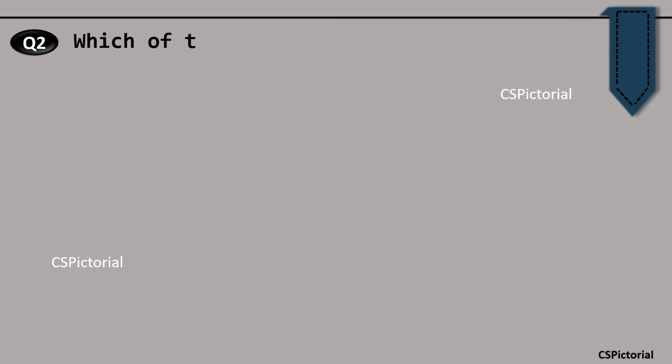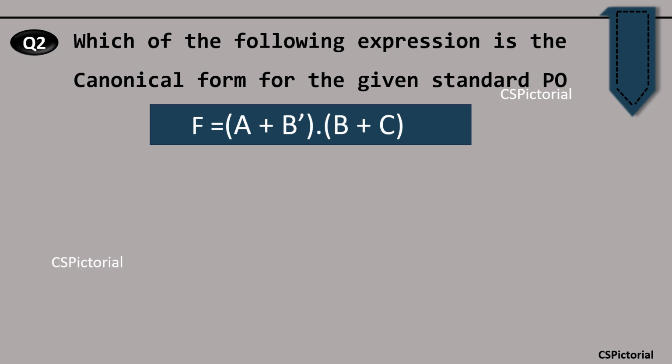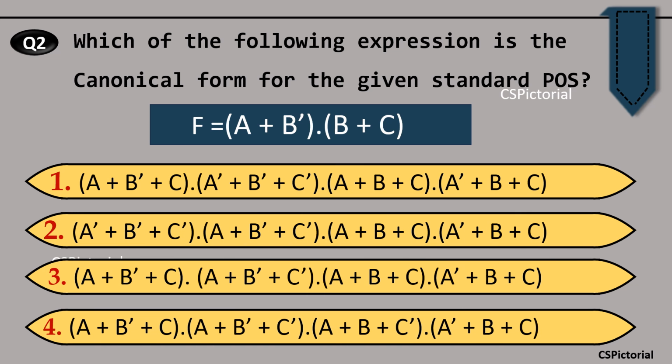Which of the following expressions is the canonical form for the given standard POS? The standard POS expression is given as A plus B bar into B plus C. We are supposed to find the canonical form of this POS expression. If you are still not clear about the canonical and standard forms of SOP and POS expressions, please check our previous videos.